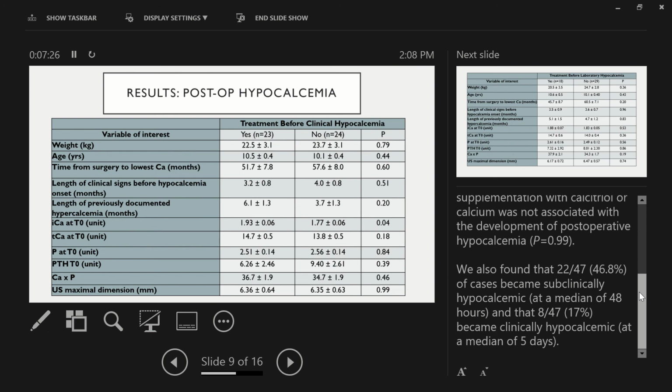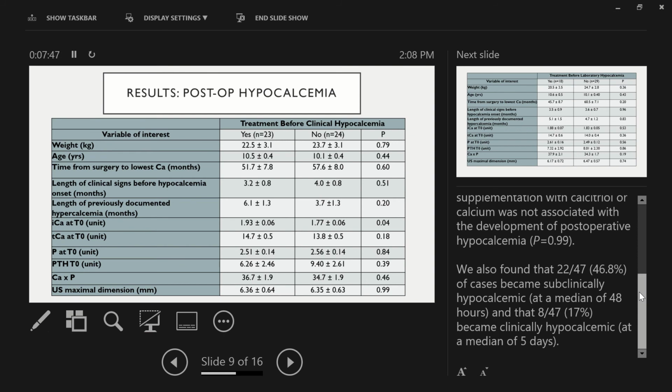These include the length of the clinical signs before hypocalcemia onset, the length of previously documented hypercalcemia prior to surgery, as well as the parathyroid hormone index, phosphorus, calcium versus phosphorus, and then the maximal dimension of the nodule that we found on ultrasound.